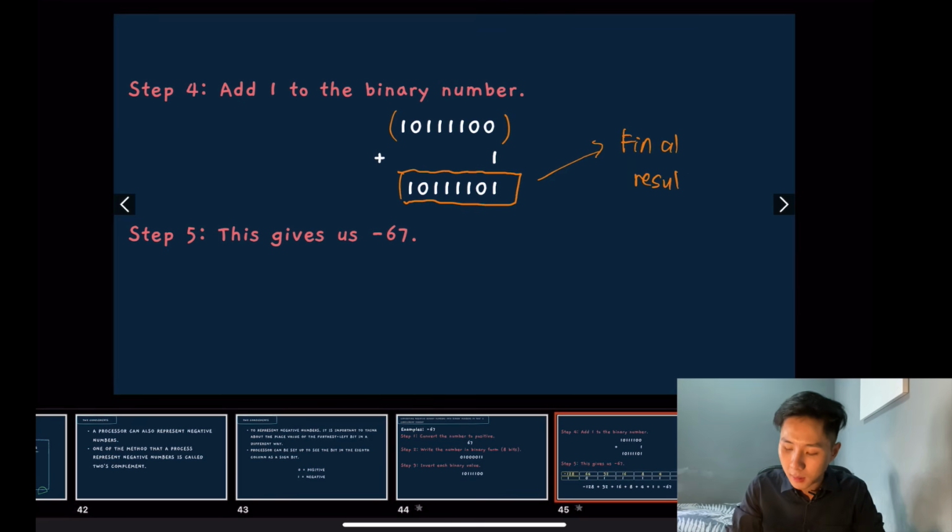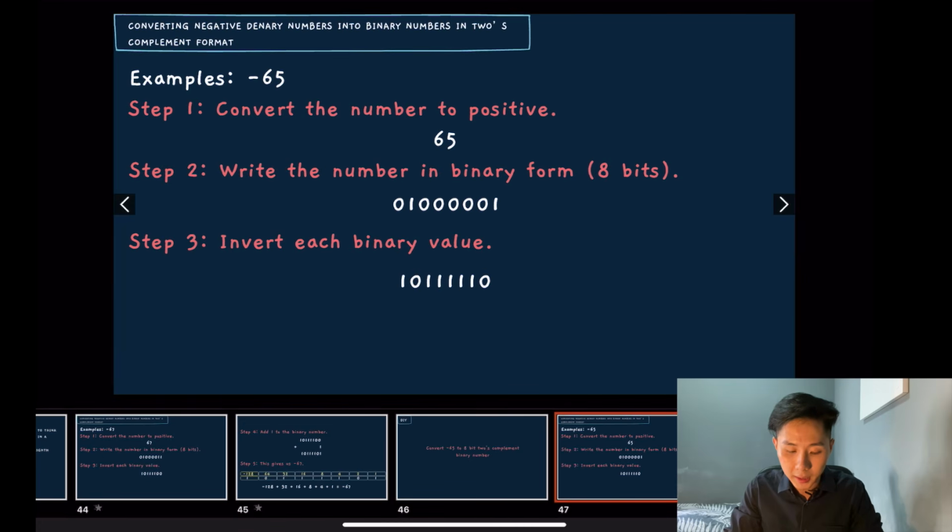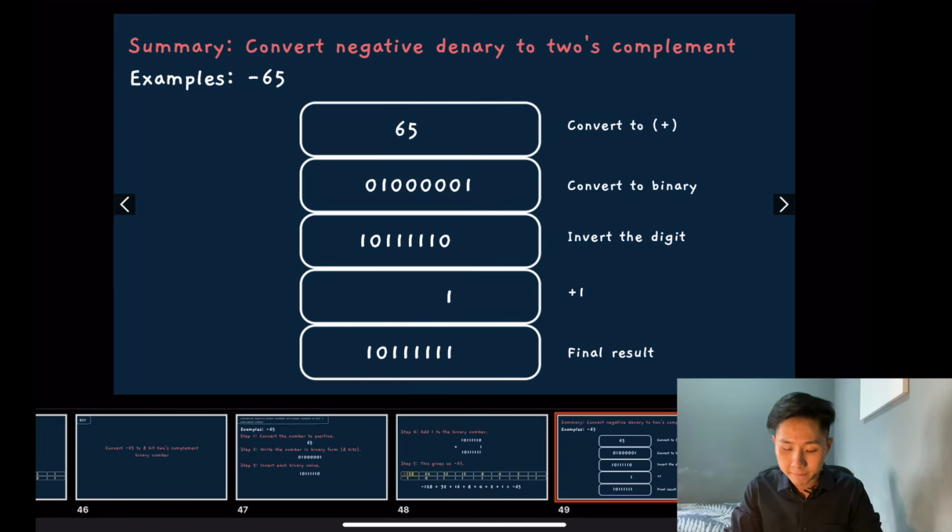Okay. So let's try to convert another value like 65. You can try it yourself, right? This is how we do this. The 4-step summary: we convert the value into positive, we obtain the binary number, we invert the digits, we plus 1, and eventually we get our final result.